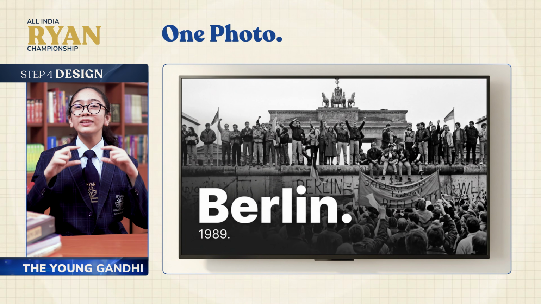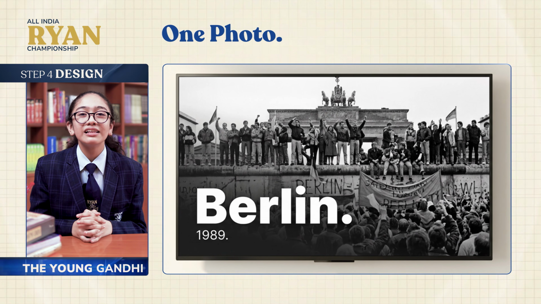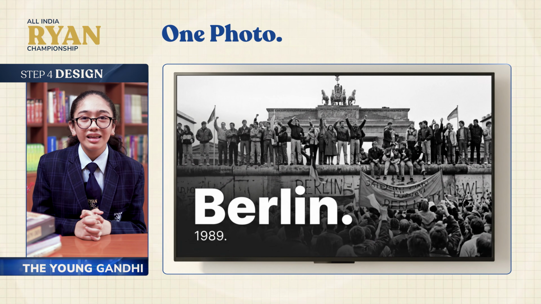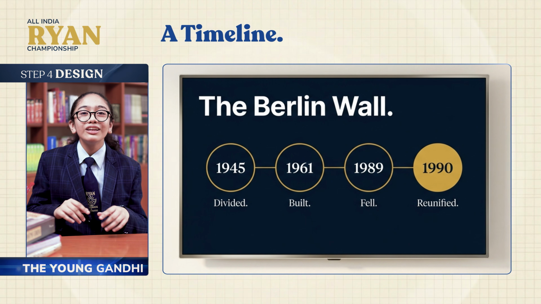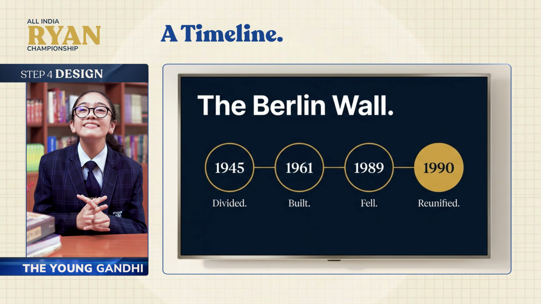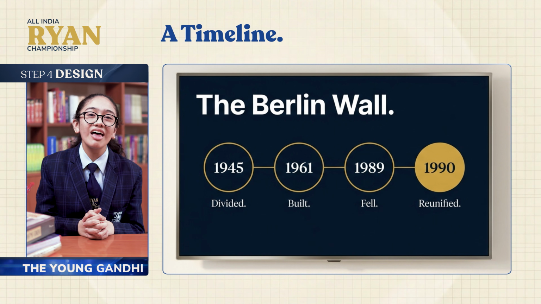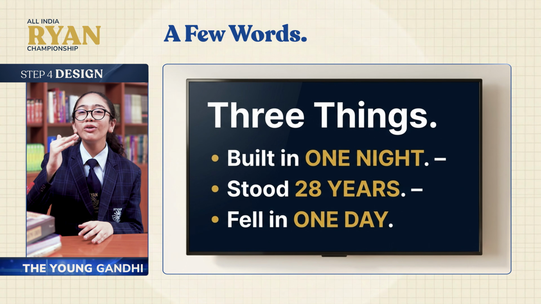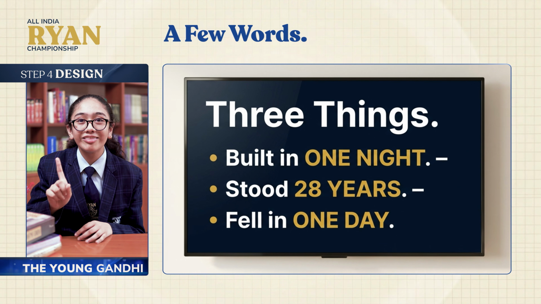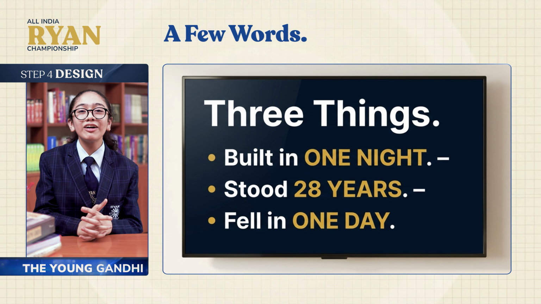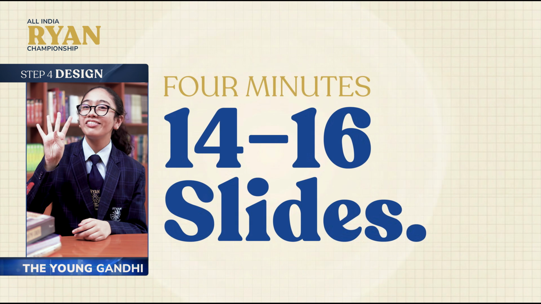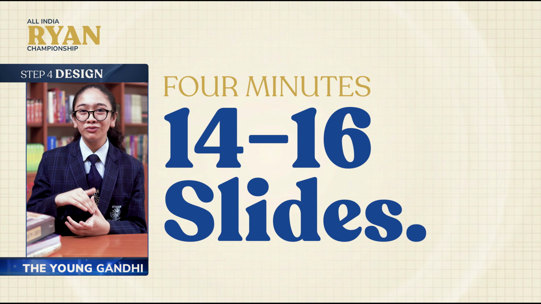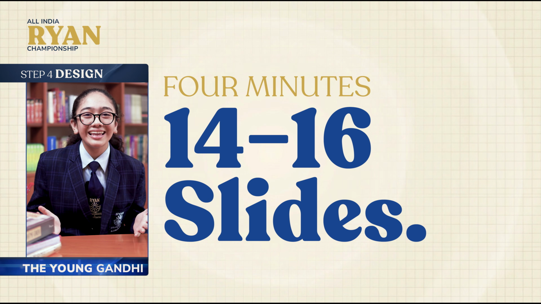A photo with a title: simple, clear and powerful. A timeline that shows everything in order. Your audience sees the entire picture in just one glance. A few short bullet points, not sentences, just keywords that support what you are saying. For a 4-minute presentation, aim for about 14 to 16 slides.